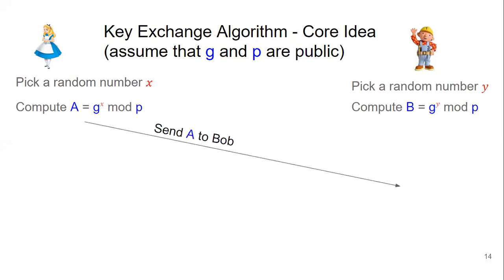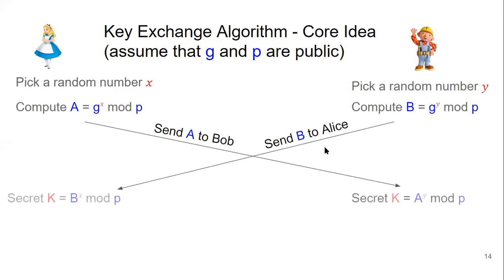They both exchange their public keys. Capital A is the public key from Alice to Bob. Capital B is from Bob to Alice. And then they arrive at the same secret key by taking the partner's public key and raising it to their own private key. Due to the rules of exponents, both values are the same. That's the reason why we have the key to be K here.